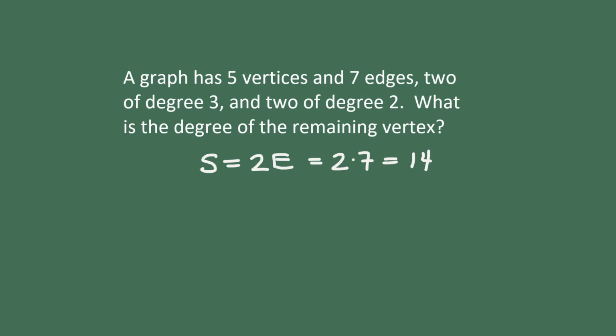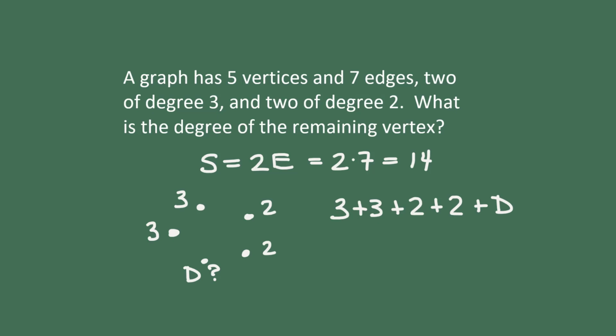Now for the rest of the problem, I like to draw a little picture. I have 5 vertices. I know that 2 of them have degree 3, and I know that 2 of them have degree 2. And I'm looking for the degree of the remaining vertex. Let's call this degree D. Well, the sum of the degrees would be 3 plus 3 plus 2 plus 2 plus D, and it has to add up to 14. That tells me that 10 plus D is equal to 14. So what value can we add to 10 to get 14? That would have to be 4. The degree of that last vertex is 4.